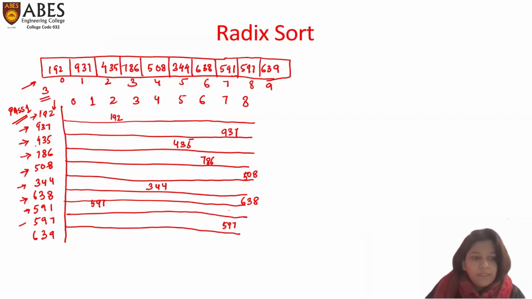Then we will look for the numbers having 9 at the ones place. Yes, we have 639. So here I have to create one more column. We will write 639 here.